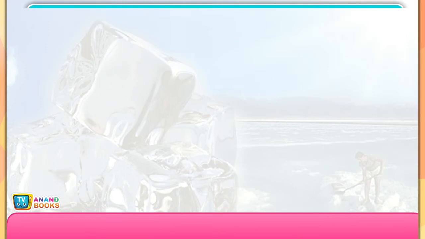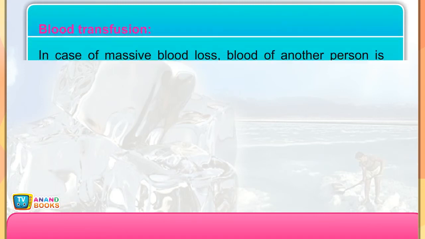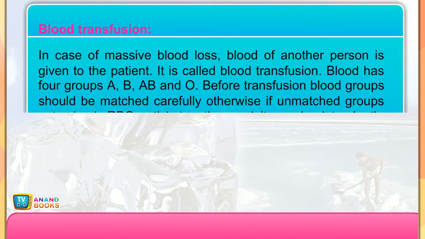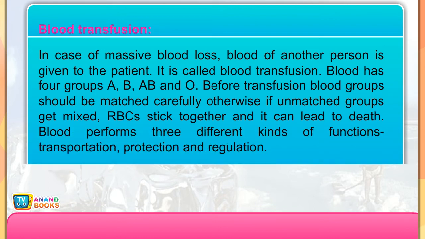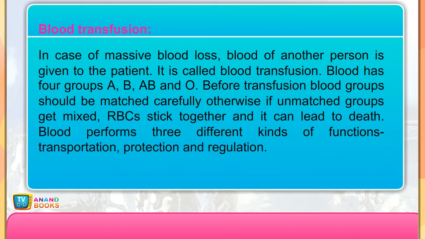Blood transfusion. In case of massive blood loss, blood of another person is given to the patient. It is called blood transfusion. Blood has 4 groups: A, B, AB and O. Before transfusion, blood groups should be matched carefully, otherwise, if unmatched groups get mixed, RBCs stick together and it can lead to death. Blood performs 3 different kinds of functions: transportation, protection and regulation.